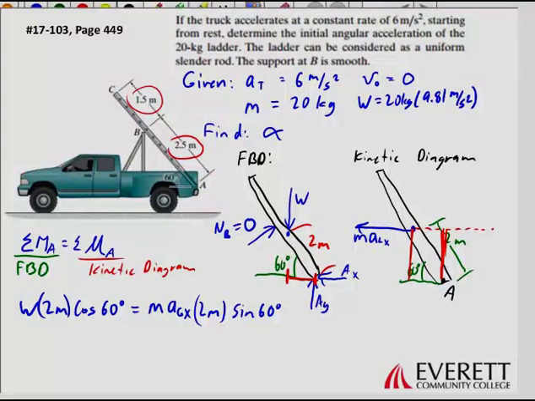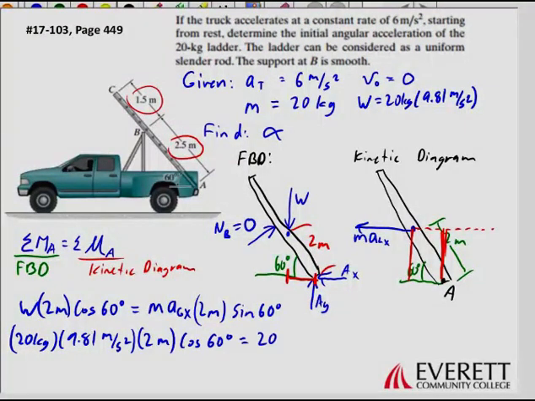Now I can put that into my equation. I have 20 kilograms times 9.81 meters per second squared. We see that kilogram meter per second squared gives us newtons, and we're multiplying that by 2 meters. That's going to give us newton meters, which is good because we're dealing with moments. Times the cosine of 60 degrees is equal to our mass, which is 20 kilograms, times the minimum acceleration of the center of mass in the x direction that would cause this to rotate. That's what we're solving for. Times 2 meters times the sine of 60 degrees.